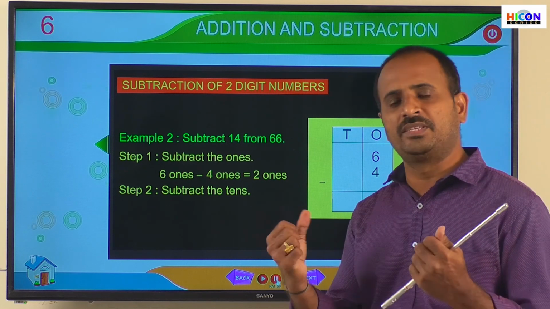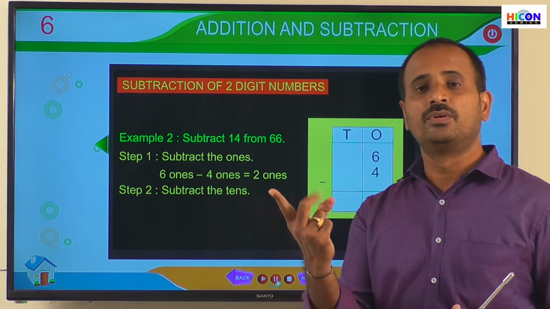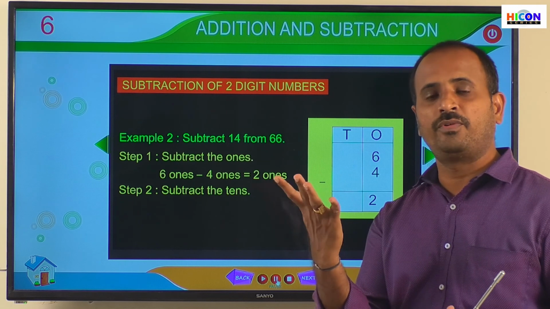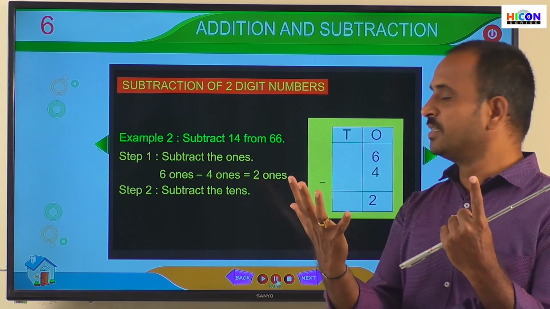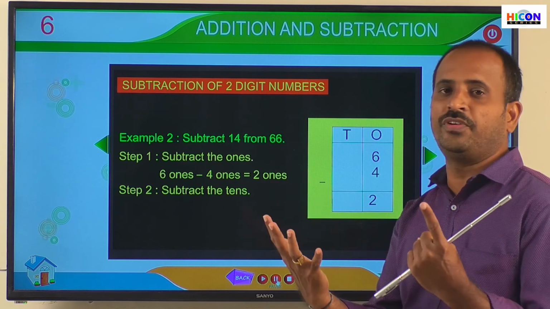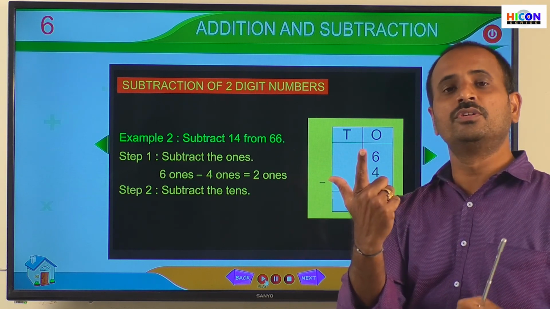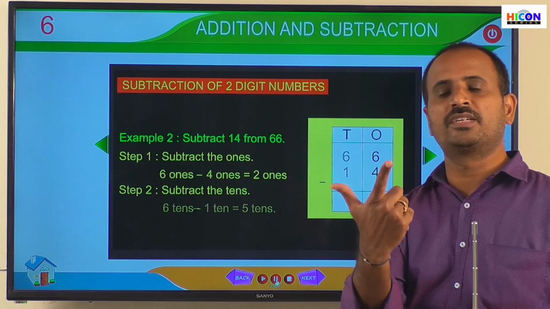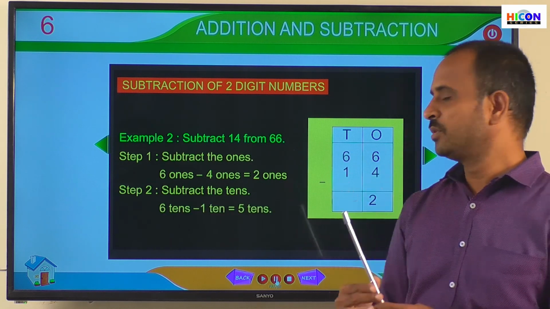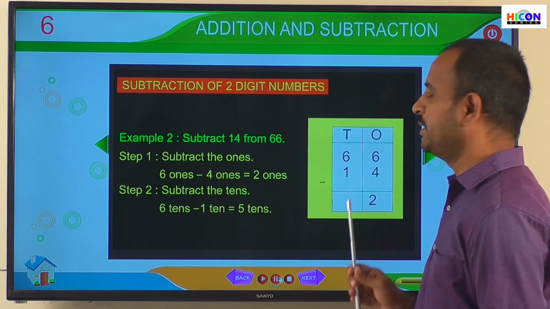So first open 6 fingers of your hand, 1, 2, 3, 4, 5 and 6. And among these 6 fingers, close 4 fingers, 1, 2, 3, 4. I have closed 4 fingers. Children, how many fingers are there? 1, 2. So write 2 under ones place.